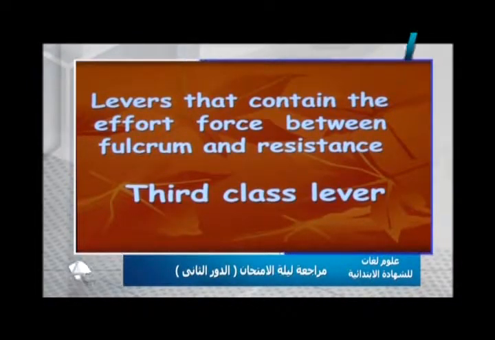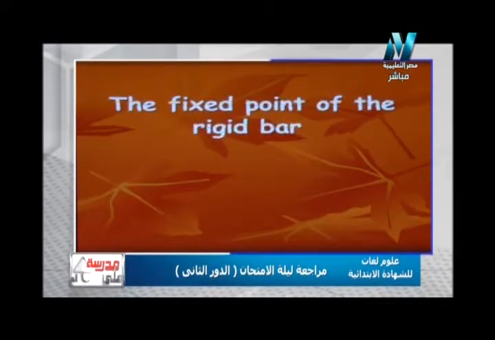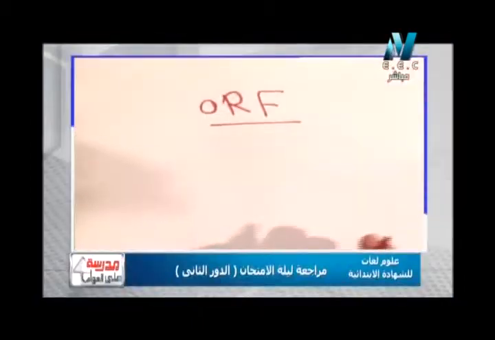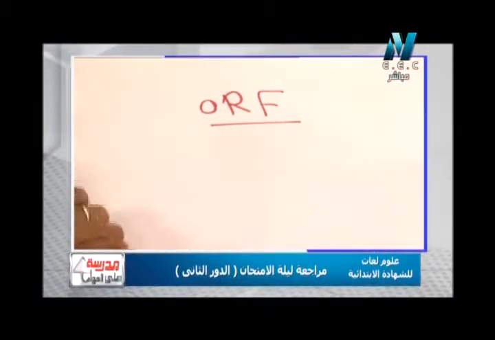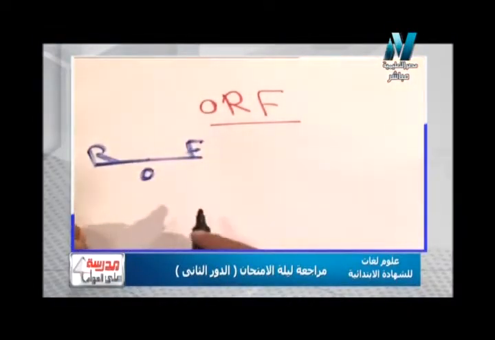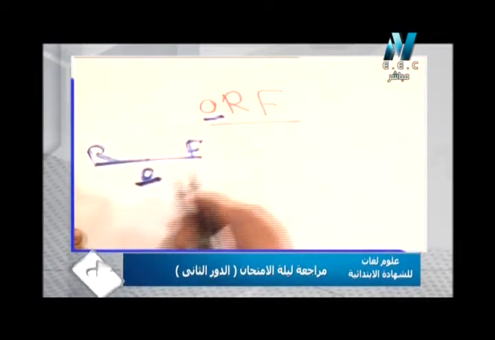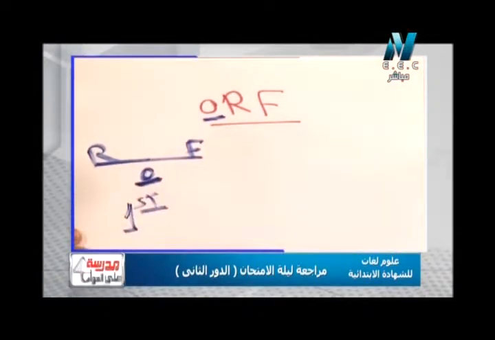So we have a very important secret word that I can use to summarize all types of levers and determine the type of lever. It will be the ORF. You remember this word? ORF. A very important word called ORF. If O is in the middle, between R and F, it will be first class lever.